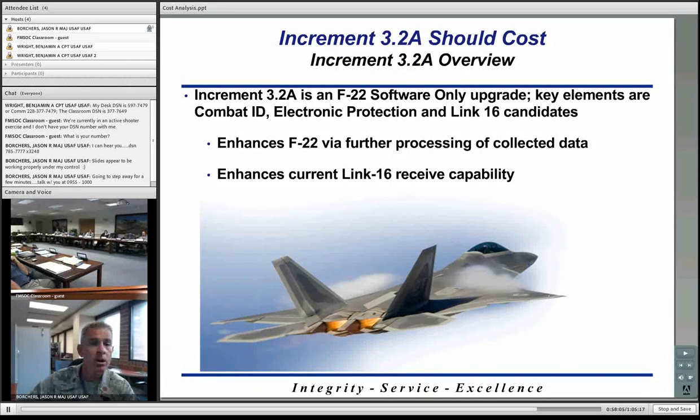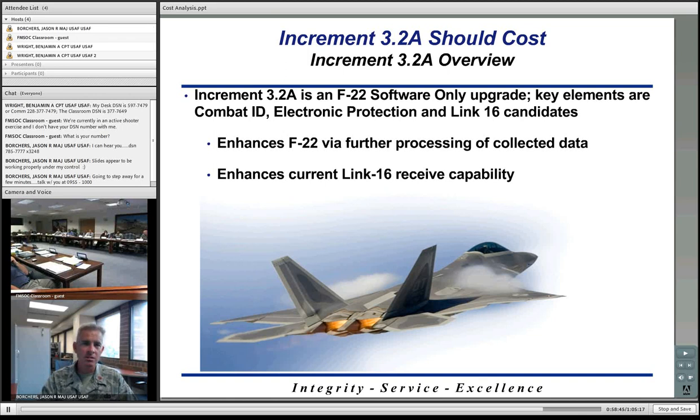As far as I know, there was no loss in capability. I'm sure the F-22 folks would be able to answer that better, but I'm pretty sure there was no loss in capability. Again, that's not what should cost is about. Should cost is about finding efficiencies in the way we're doing business, different ways of actually reducing costs while at the same time maintaining the capability.